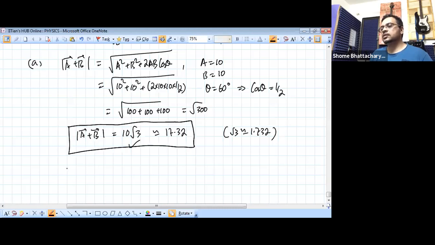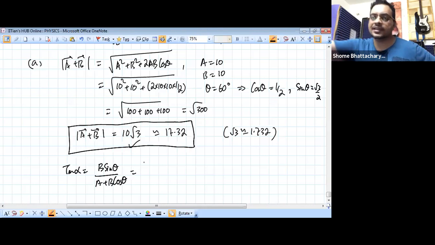The next, tan alpha is equal to B sin theta upon A plus B cos theta. So you can see that sin theta will become root 3 by 2, sin 60. So you should remember these values. Standard angles के sin cos tan आपको याद रखने के लिए.